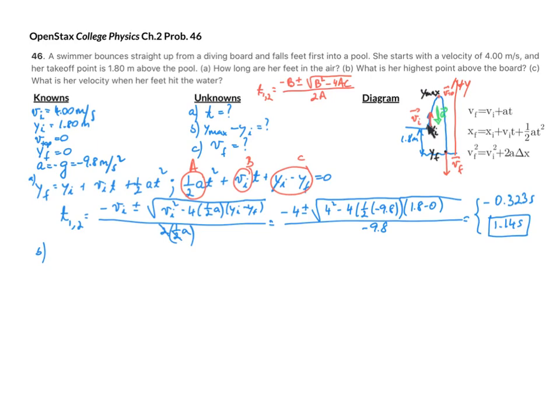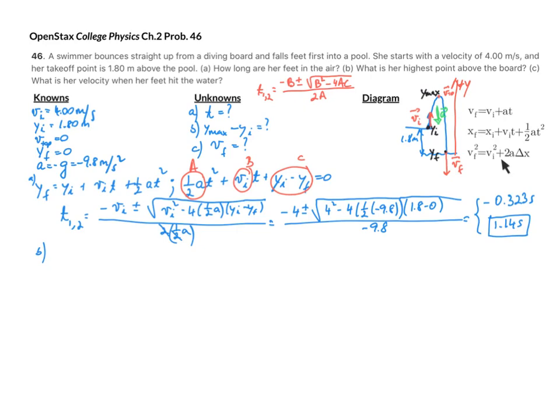We solved for the time that she was in the air this entire time. So we cannot use this equation because we don't know the time. Again, this time is the time from her initial position to the maximum height, and we don't know that time.